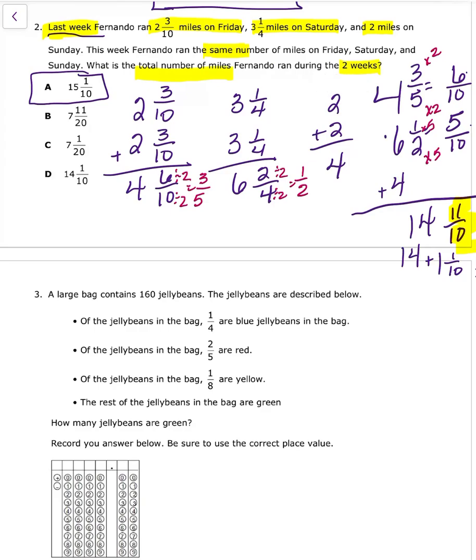Now, there are other ways that you could have answered this question. You could have added the 2 and 3/10, the 3 and 1/4, and the 2 together first and then taken that sum and doubled it. That's the other way I think would have been easiest. I'm sure there are other ways that you could have solved it as well. Okay, so whatever way you solve it, 15 and 1/10 will be our answer.